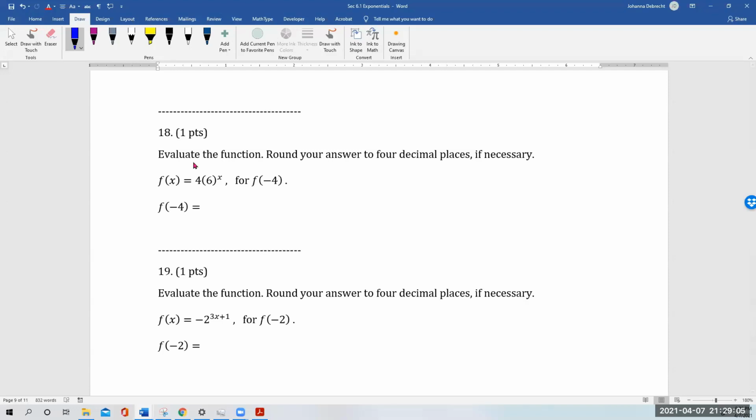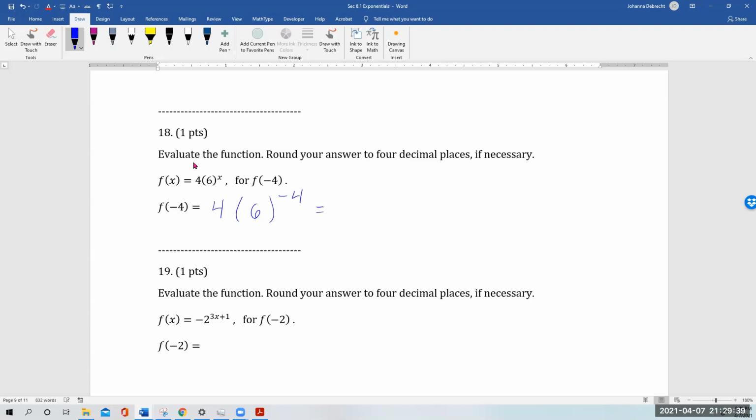In the next problem, we want to evaluate the function and round our answer to 4 decimal places. In this case, when we use function notation, remember this is a type of substitution which says in the function called f, not the one called G or H or Fred or Tom or Harry, we want to take and replace the variable x with -4. So f of -4 is going to be written 4 times 6 raised to the -4 power.